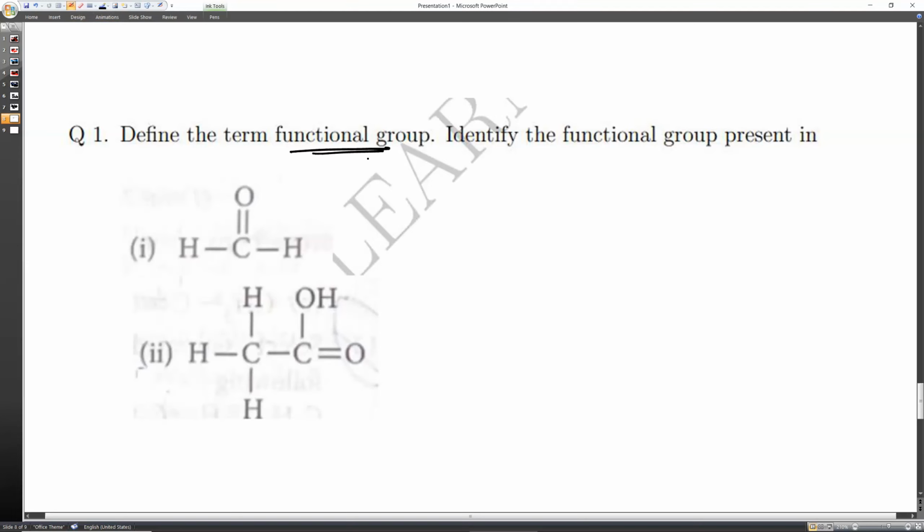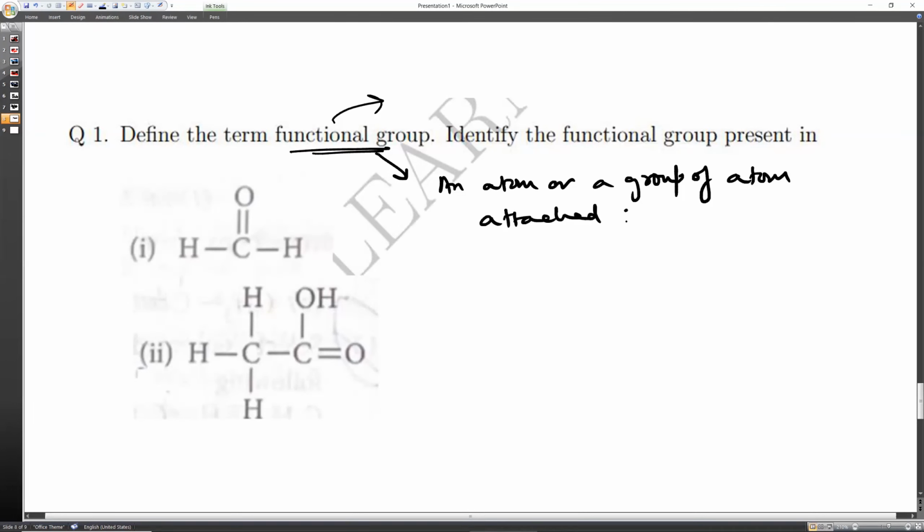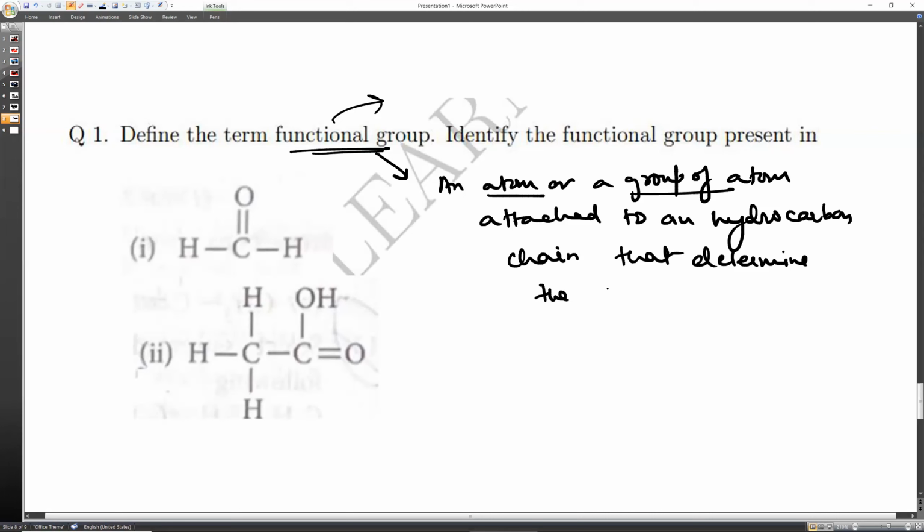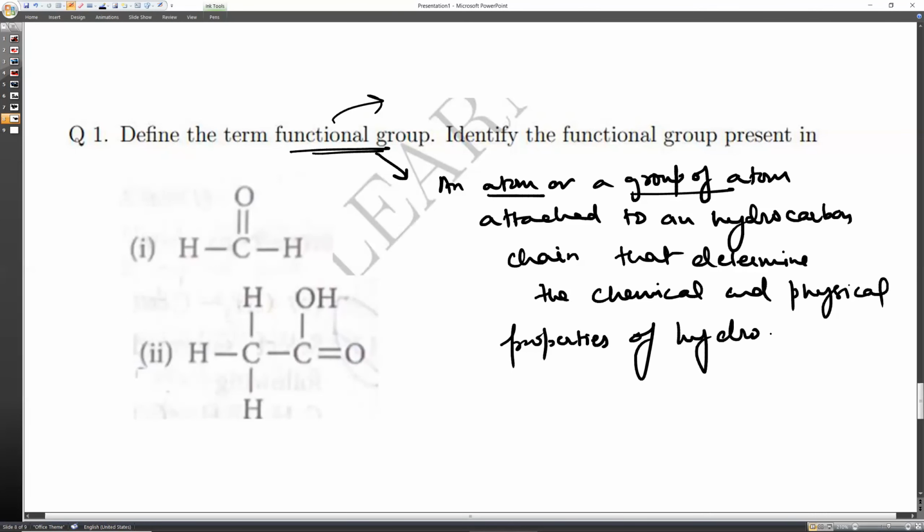Here, the second question we are going to have is: define the term functional group. You know what is a functional group? An atom or a group of atoms attached to a hydrocarbon chain that determines the chemical and physical properties of the hydrocarbon chain is called a functional group. Okay, note it down.